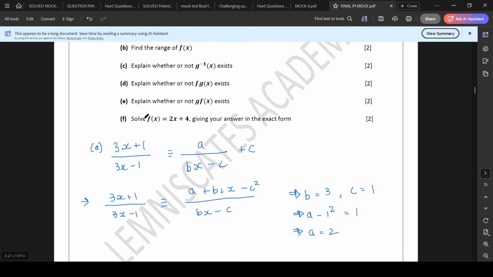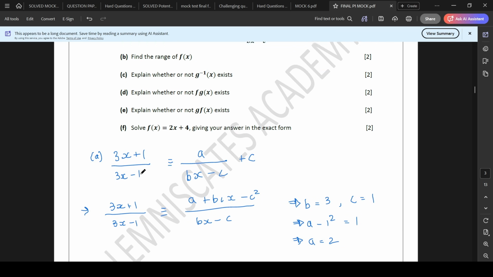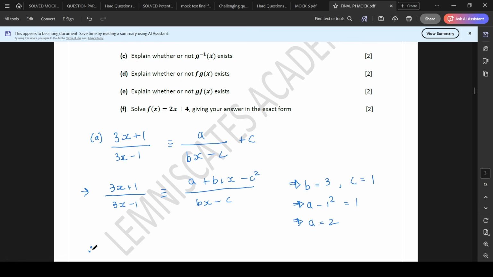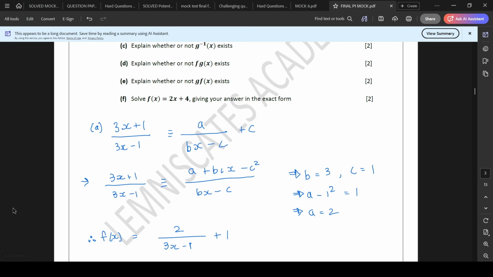And then I'll just go ahead and say that because I wanted to express in this format, I can say that therefore f of x is equal to 2 by 3x minus 1 and then plus c, so that is plus 1. This is the format that I was looking for. So this becomes your answer to the first part of this question.